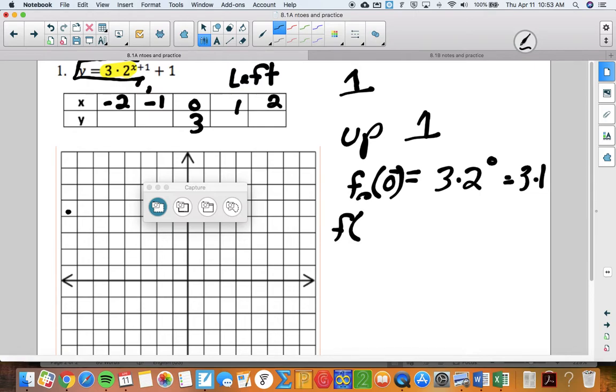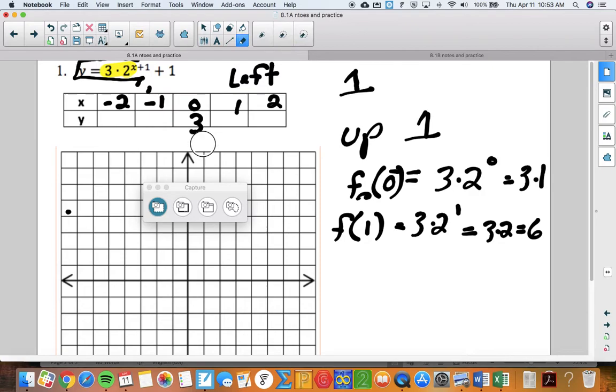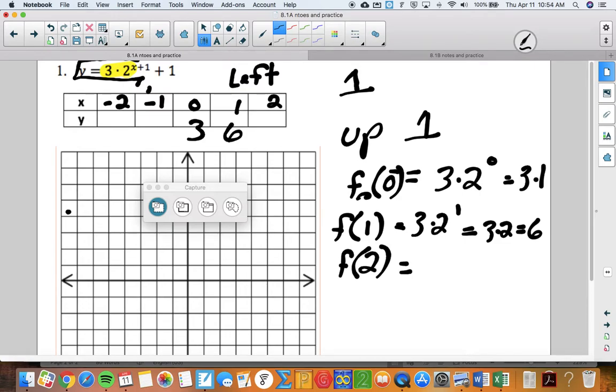Then I'll do f of 1. So I'm going to plug in 1 for x. And then I get 3 times 2 to the 1, which is just 2. And that equals 6. Next, plug in 2 for x. So now we get 3 times 4, which equals 12. So this one is a 12.